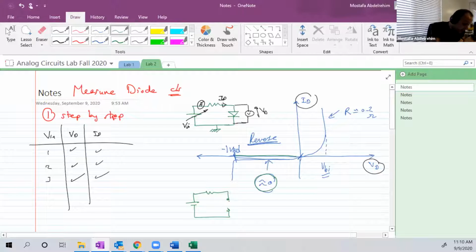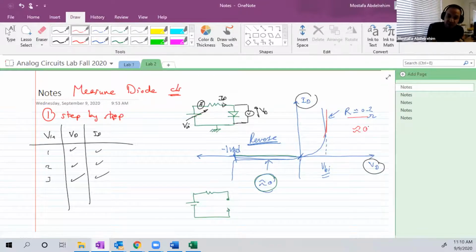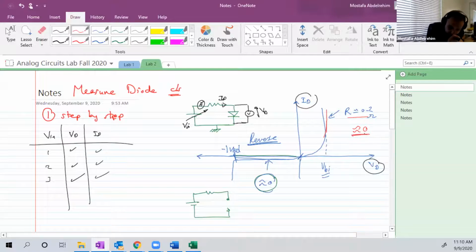And if we go to the forward region, we discover that the resistance is very small. It actually can be approximated to 0. So another model for the diode in that case is a short circuit, a forward resistance of 0, and a battery with voltage 0.7. So you can replace this diode here with a short circuit, something like this, and a battery like this.